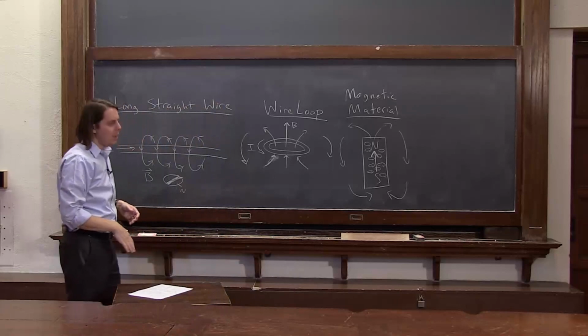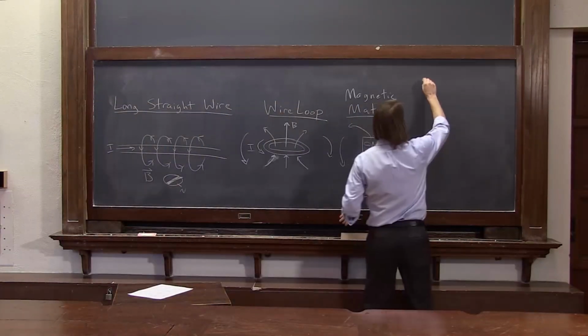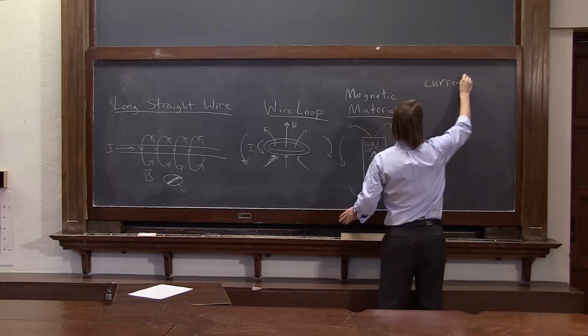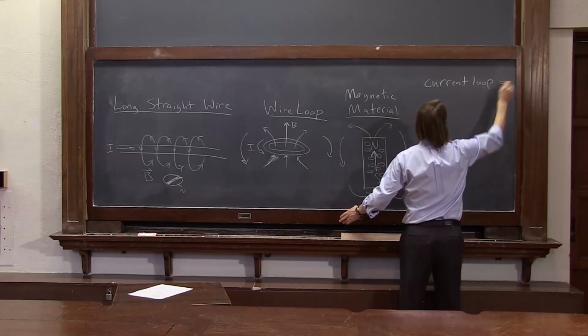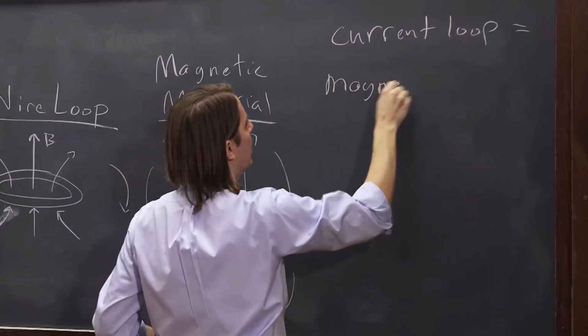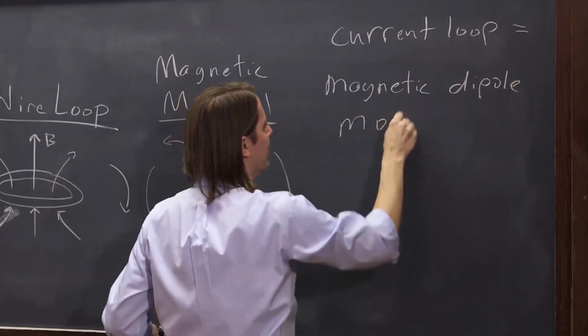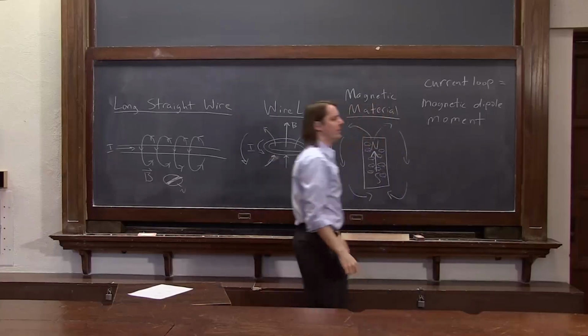Okay? So a current loop is actually very fundamental. So when we think about magnetism, a current loop is so fundamental, it gets its own special name. It's called a magnetic dipole moment. So let's think about that for a minute.